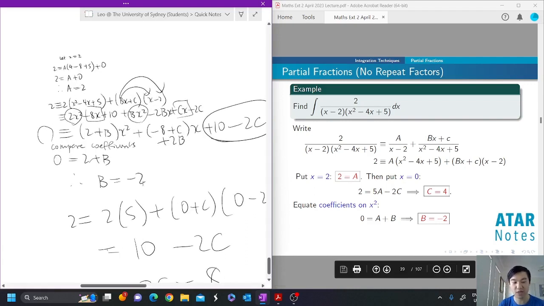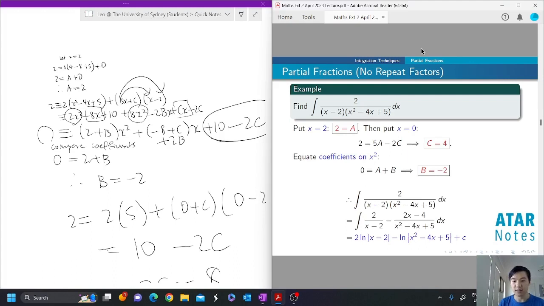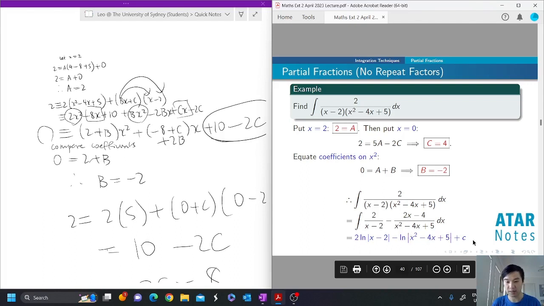So here I did a combination of comparing coefficients and also substitution. Afterwards, you can then break down this integral into these partial fractions, and then this one you can integrate using ln. This one you can then manipulate to get the reverse chain rule, and then you can integrate it like so. Cool. So, yeah.